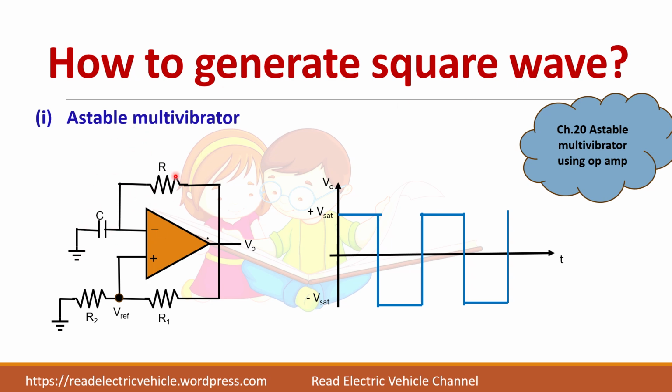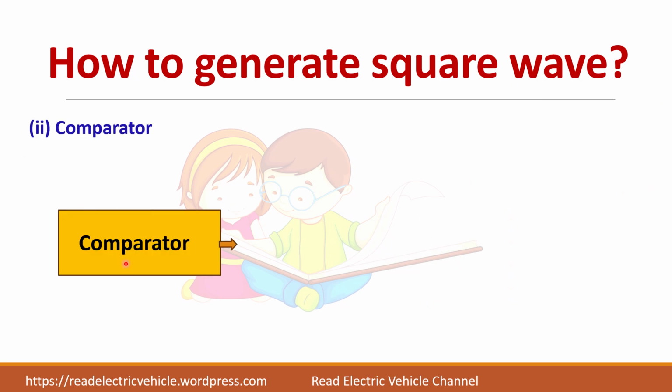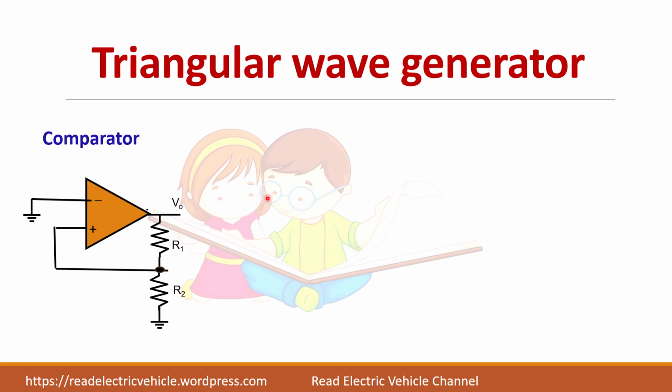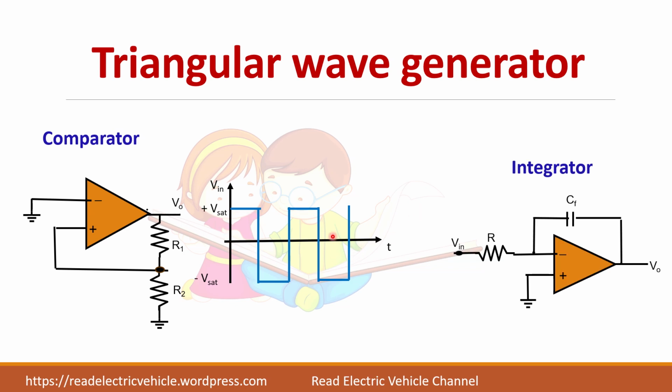Another method is there where we can generate the square waveform with a few components. That is using a comparator, because a comparator can also be used as a square wave generator. So in this video, we are going to use a comparator based triangular wave generator. The output of the comparator, which is a square waveform, will be given to the integrator. So as V in, we will give the square waveform, so that this integrator integrates and gives you a triangular waveform as output. So let us combine these two circuits together to get the triangular wave generator.